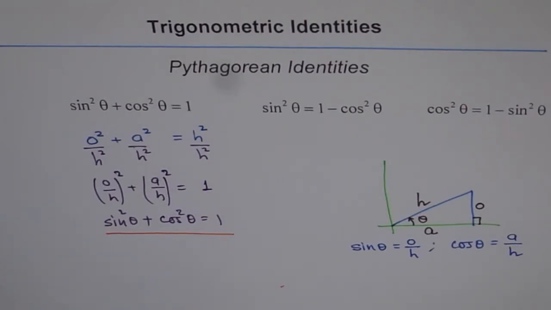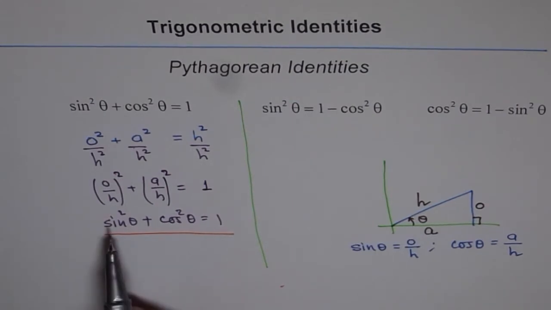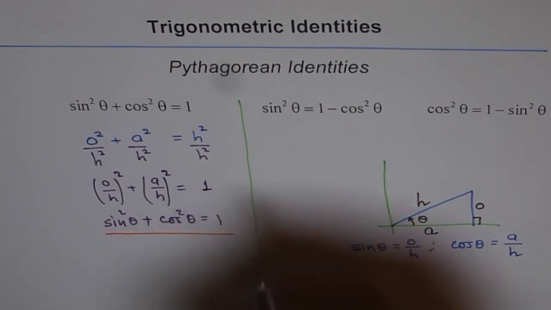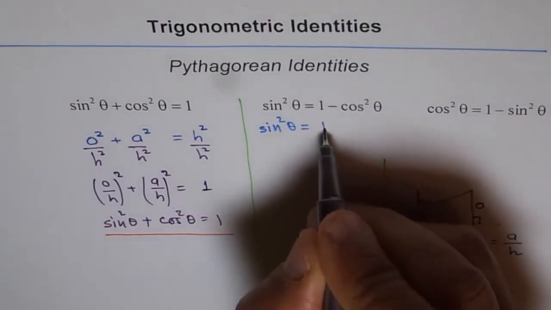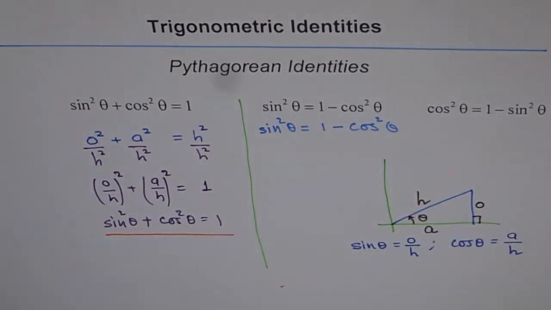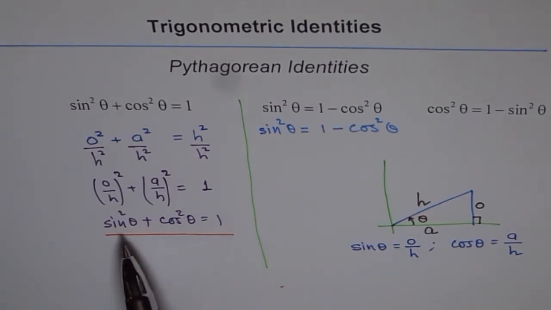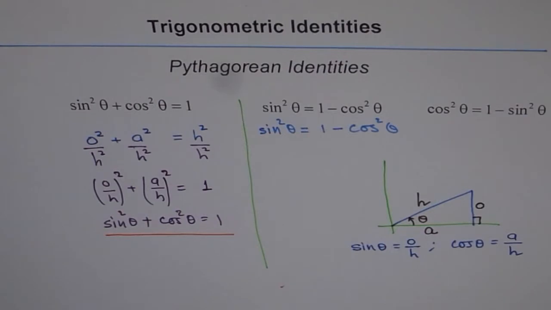Now, these are two ways of writing the same thing, so we can rearrange it. Taking cos square theta to the other side, I can write sine square theta equals 1 minus cos square theta. And how about cos square theta? To find cos square theta, you take sine square theta to the right side, so cos square theta is 1 minus sine square theta. So we can rearrange this formula and use it in so many different ways.